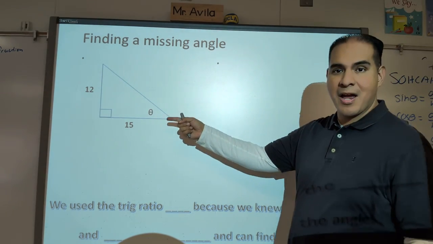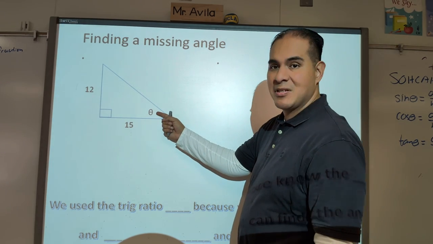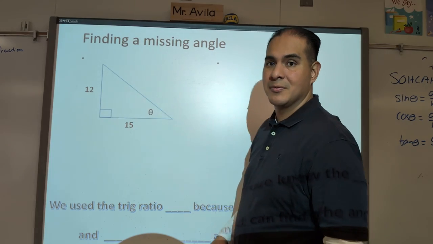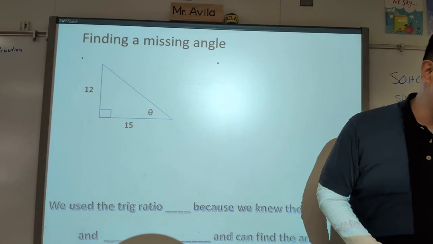Helping my students learn a little bit about finding missing angles using trigonometry. Here we have a right triangle, hopefully you can see that, with a missing angle here, theta, a side that is 15 and a side that is 12. And the question is, what is the measurement of that angle?